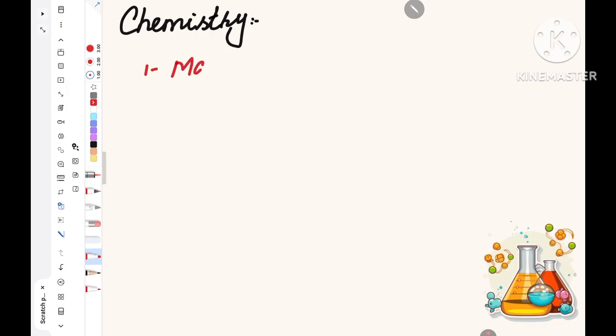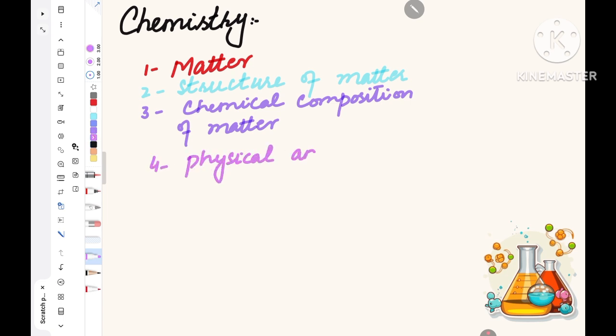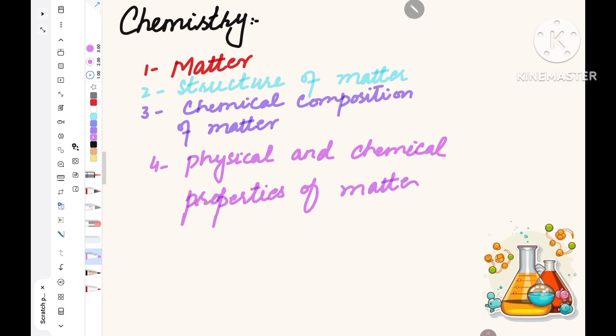Today is our first lecture from the book of ninth class. So we are going to study about chemistry. What is chemistry? Chemistry is that branch of science that deals with the study of number 1, matter; number 2, structure of matter; number 3, chemical composition of matter; number 4, physical and chemical properties of matter.